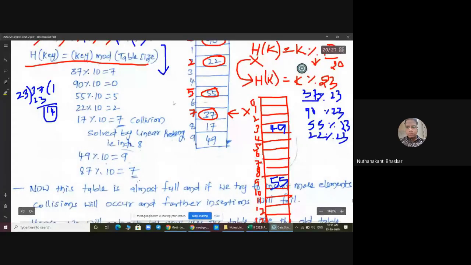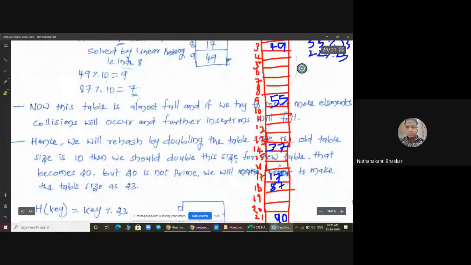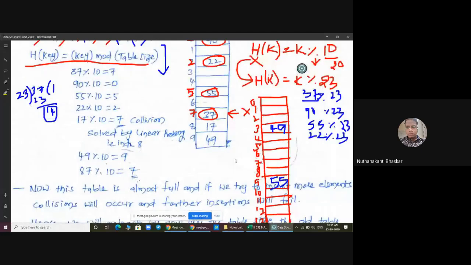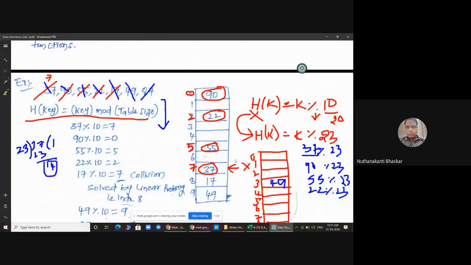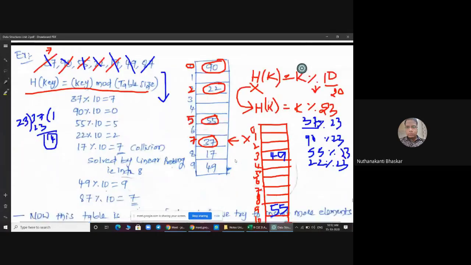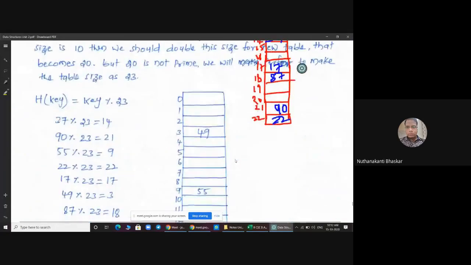Here, if a collision occurs, what should we do? Again, we have to double the size of the table. So the table size must be near a prime number. Then we have to use the hash function, and again insert all the elements in that particular hash table. Understood everyone? This is rehashing.